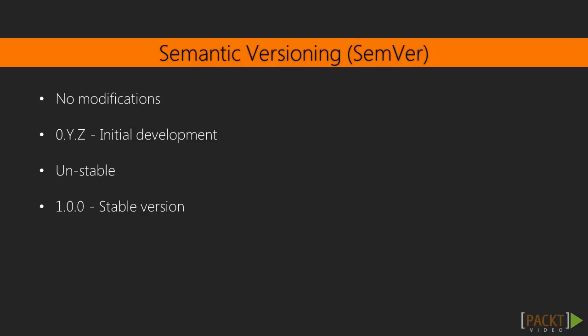Once the version package is released, it must not be modified, and all modifications should be released with a new version. Major version of 0, 0.y.z, is for initial development. The public API should be considered unstable and could change at any time. After the stable version is released, 1.0.0, the version number changes depending on the changes made to public API.